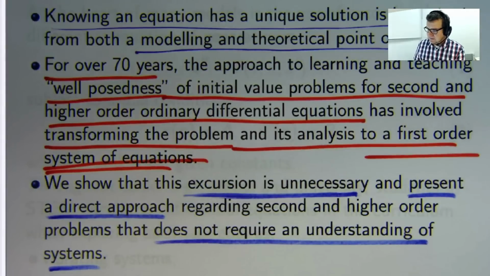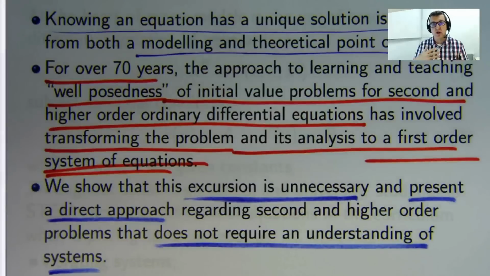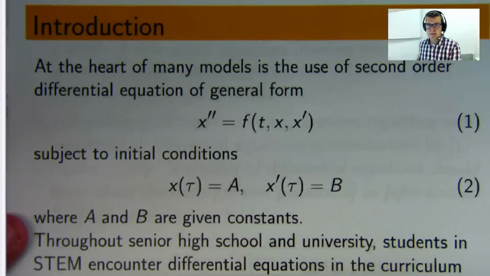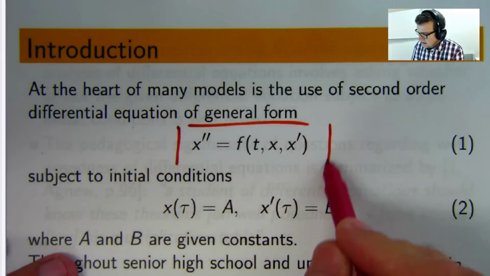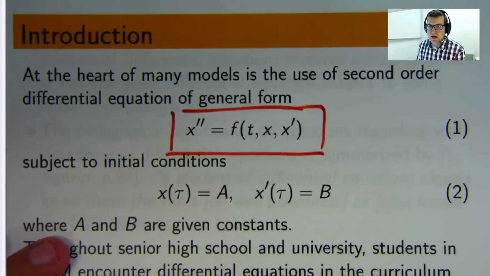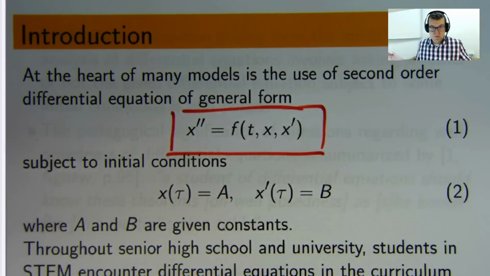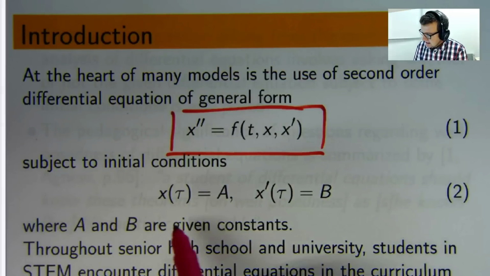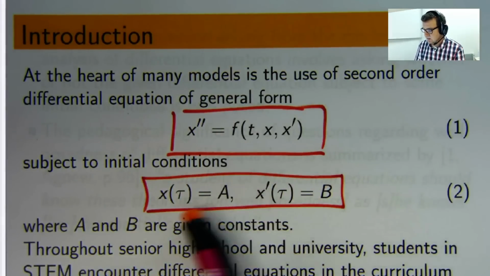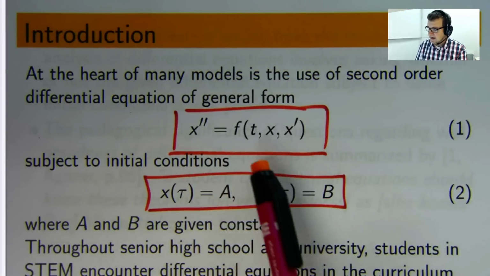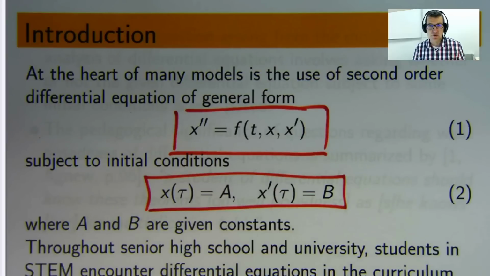Okay, so what I'm trying to do here is look at long-held techniques and try to propose some other techniques that don't need an understanding of systems. Okay, so here is the problem under consideration. You've got a second order ordinary differential equation. It could be linear, it could be non-linear. And you've got some initial conditions. So tau is just a point, a and b are constants, and f is some appropriate function.